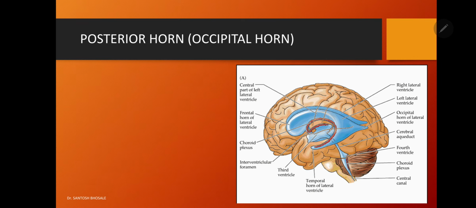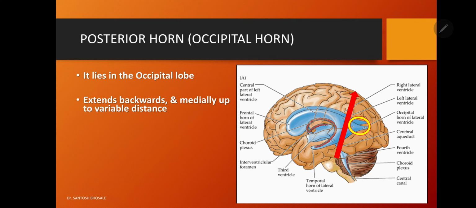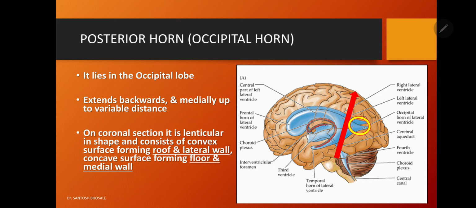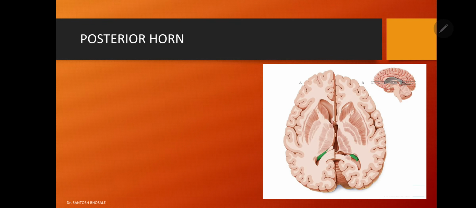And coming to the posterior horn, also known as the occipital horn. Why? It lies in the occipital lobe, you can see there, and it extends backwards and medially up to a variable distance, and on coronal section it is lenticular in shape and consists of a convex surface forming the roof and lateral wall, and a concave surface forming the floor and medial wall, that you can see here. Here is the posterior horn extending backwards and medially into the occipital lobe. That much is the posterior horn, one of the shortest horns of the lateral ventricle.